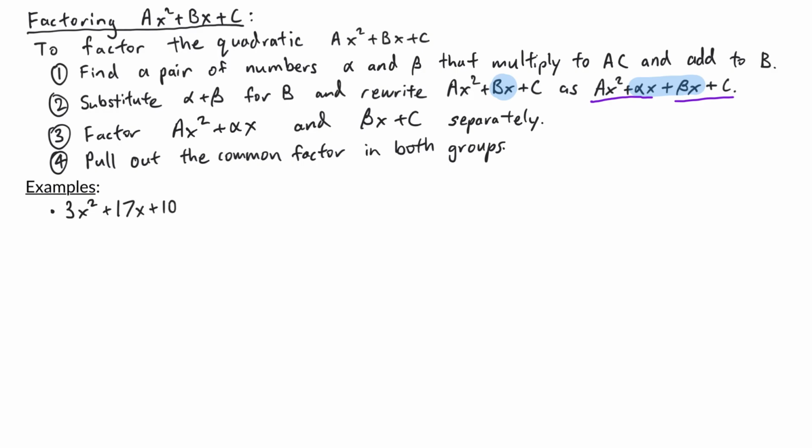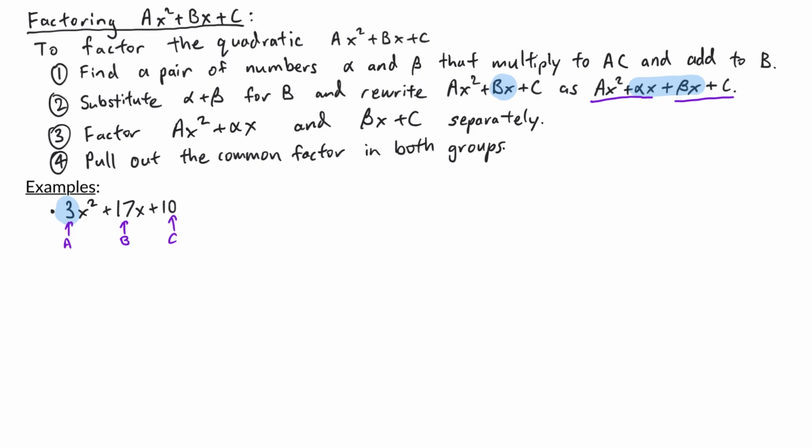In our first example, we want to factor 3x squared plus 17x plus 10. Notice that this is different than our previous examples because we have this 3 in front of our x squared, which means we can't do what we had done before, and now we need to use this new procedure. So in this problem, our a is this 3 here, our b is 17, and c is 10.